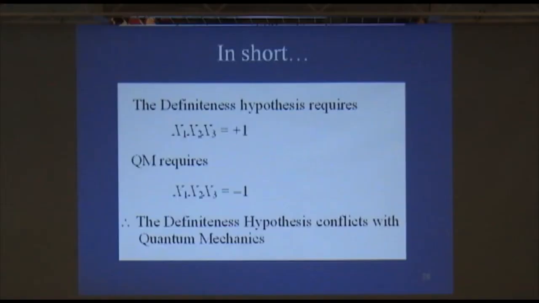So, in short, the definiteness hypothesis would have to say the product of those three numbers is plus 1. Quantum mechanics says the product of those three numbers is minus 1. The definiteness hypothesis from EPR conflicts with quantum mechanics.